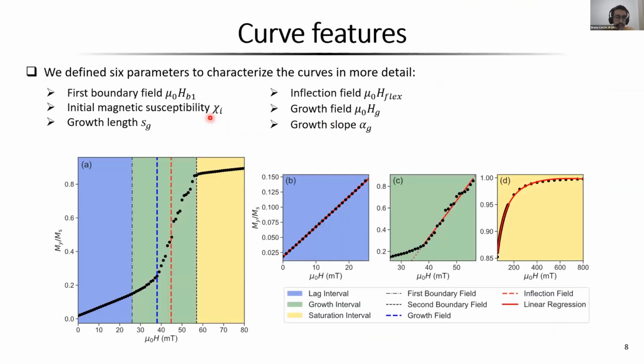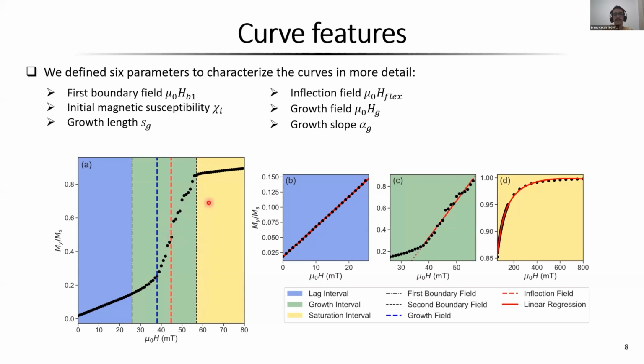Yes, so these were the parameters. I mentioned just as an example the initial magnetic susceptibility, which is the slope of this initial part of the curve. But each of these parameters has very specific definitions. So let's take another example. This first boundary field is the field that separates the curve's initial linear trend from this other region where the curves present more features. The growth length is the length of the curve during this middle region.